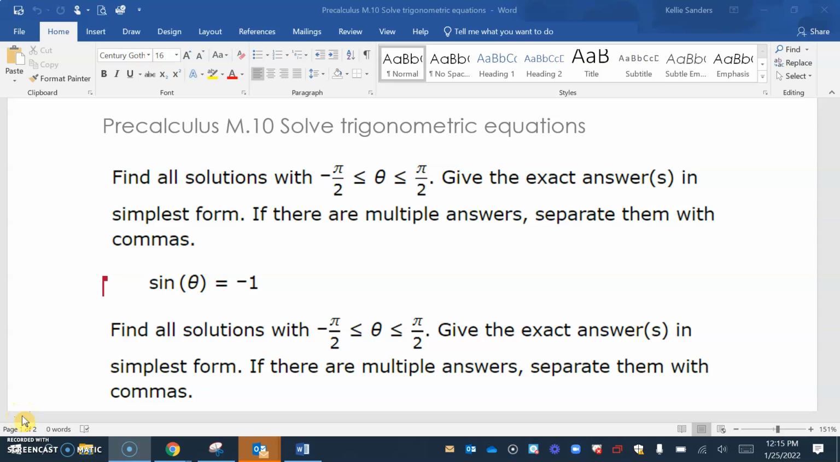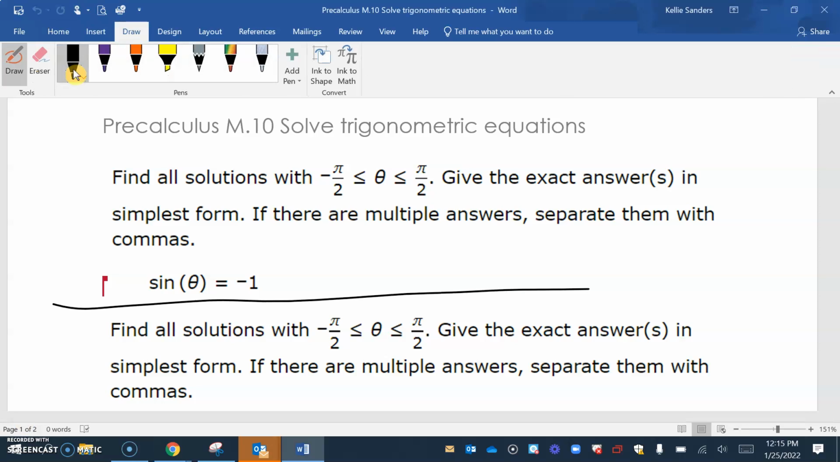M.10 Solve trigonometric equations. On this one we're going to figure out what angles it's going to take to be able to get -1 or anything else that's on there. We're solving it. We're finding theta. We're finding the angle. And if you look at your cheat sheet and you find sine of something to get -1, it's either going to be 3 pi over 2 or 270.